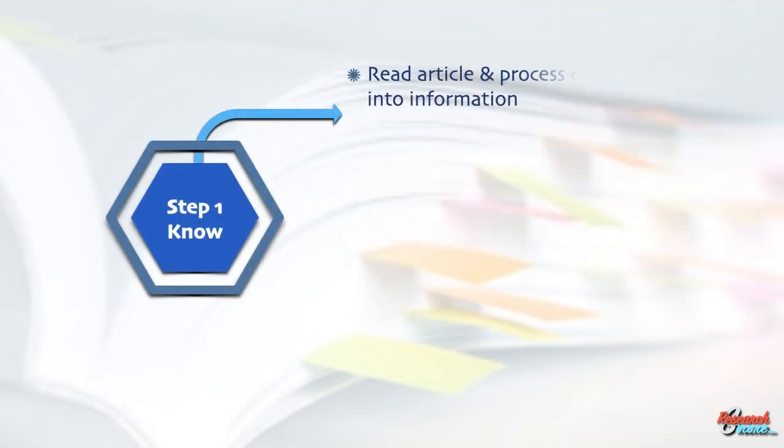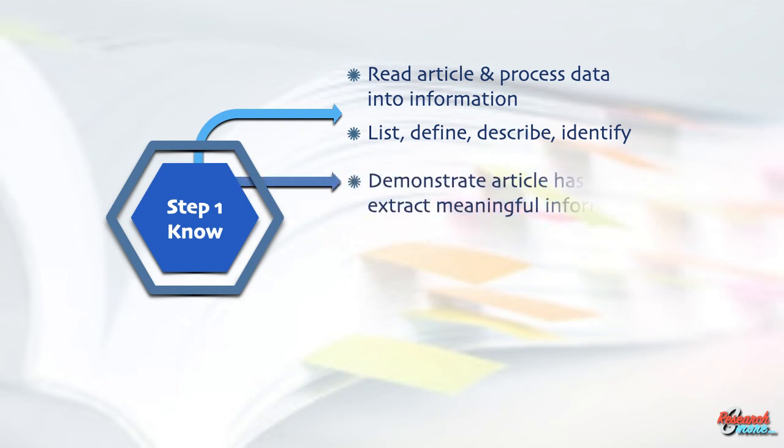The first step in creating knowledge is by reading the articles and processing the data into information. Activities involved at the knowledge level include listing, defining, describing, and identifying. From these activities, we are expected to demonstrate our ability to read the articles and extract meaningful information from them.